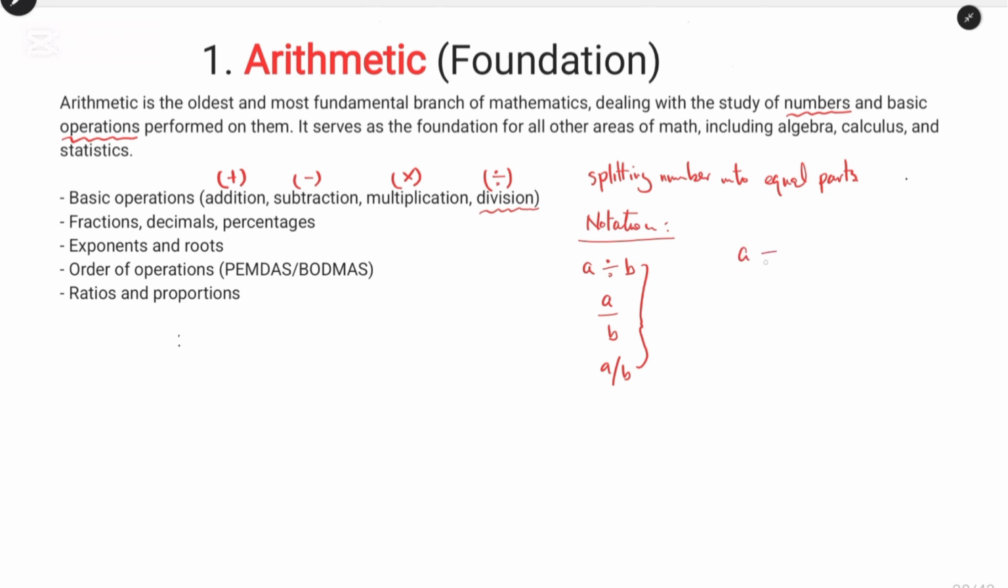And if we have a divided by b is equivalent to c, this a is called the dividend. This term is the divisor, and the result is the quotient. And in division we have a number which can be a remainder. Therefore, when the divisor is not completely divisible with the dividend, it produces a remainder.